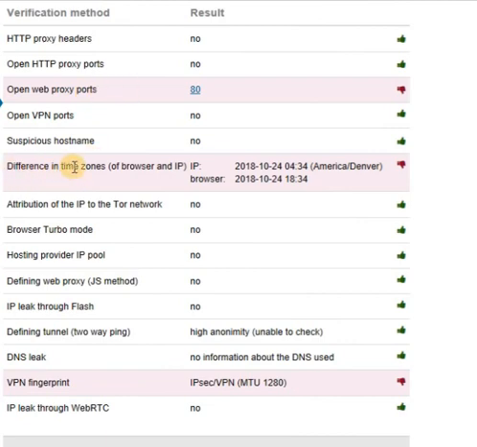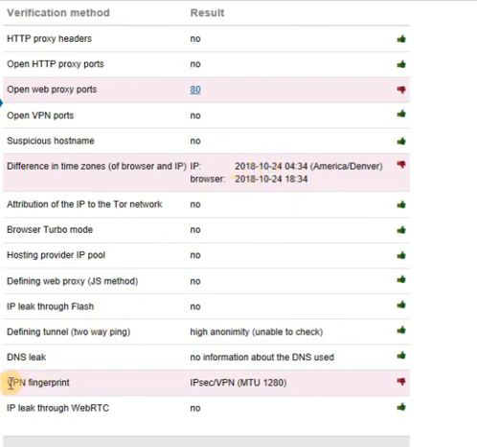Here, there's a difference in time zones between my web browser and the time zone and time indicated by the IP number that I'm using. Now, this here particularly is a red flag to anyone who knows what they're looking at, which tells them that I'm not actually logging in from the place that I'm claiming to be in. And that indicates that I'm doing something to try to hide my actual location.